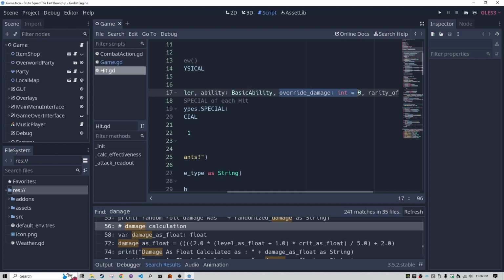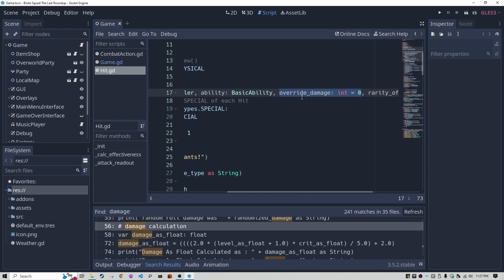Here, we're using a parameter called override damage, okay? And it is an integer. When you set it equal to 0 like this, what you're doing is providing a default value for that parameter. So what we're basically doing with the override damage parameter is defaulting to 0, but there are certain moves in the game that override damage.